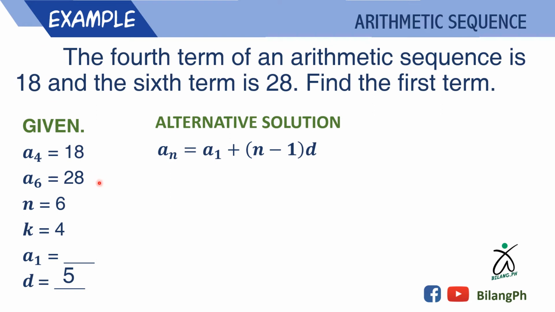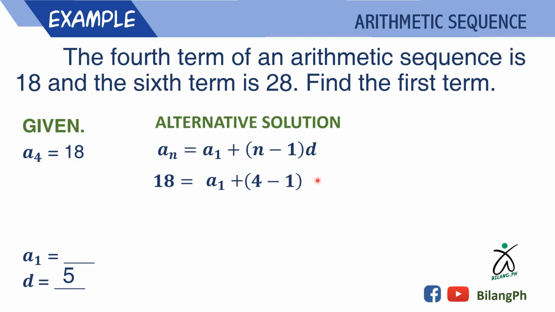Kanina, ginamit natin na A sub n ang 28 o yung A sub 6. Pero pwede rin nating magamit ang A sub 4 bilang last term. Ang magbabago lang kung ano yung term position na ilalagay natin dito. Subukan natin. So, ang A sub n ay yung 18 equals A sub 1 plus, instead of 6, na katulad kanina, ang ilalagay natin ay 4. Kasi pang ilan ba si 18? Ito ay pang-4. So, ang ilalagay natin sa n ay 4 minus 1. Ang common difference ay 5.